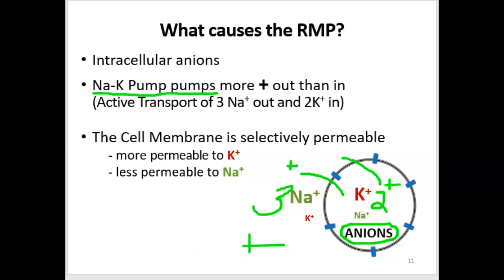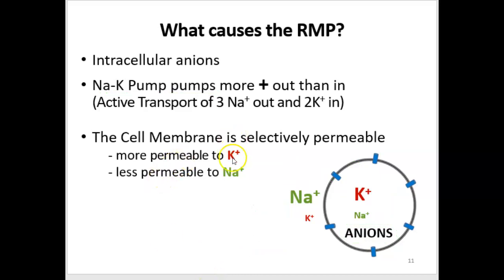In addition, the membrane is selectively permeable, meaning it's permeable more to some things than others. It is not permeable to sodium. Notice that there is a concentration gradient for sodium. If it could, it would diffuse inward. But it can't because the membrane is not really permeable to sodium.